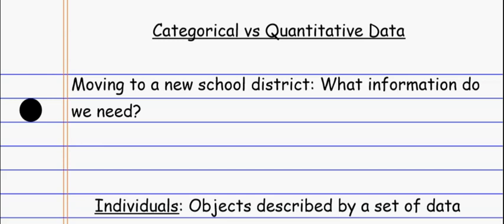And so the first question here is just to get us thinking about the different variables and individuals we might consider when we're looking at data sets. So let's say that we were moving to a new school district. We want to know, okay, what kind of information might we look for? You can brainstorm some stuff here. But you might look at something like the school ranking. So you want to know how well the schools in that area perform. Okay, so school ranking.